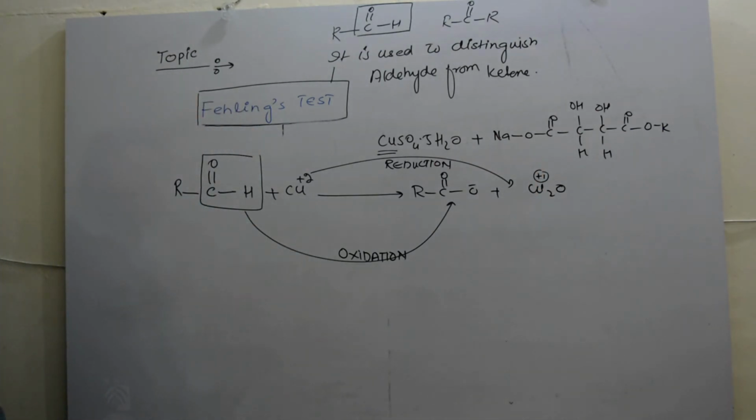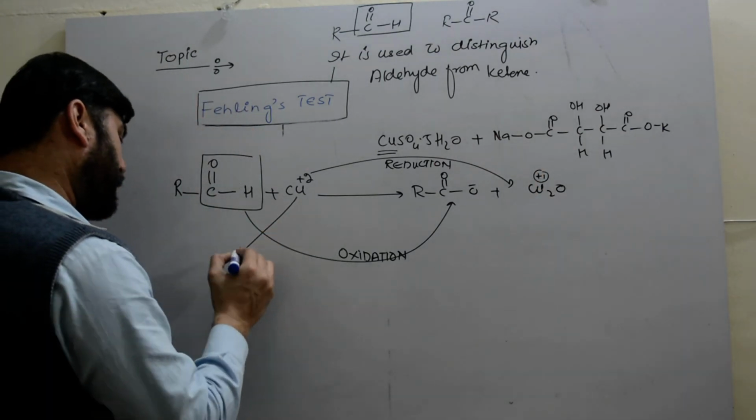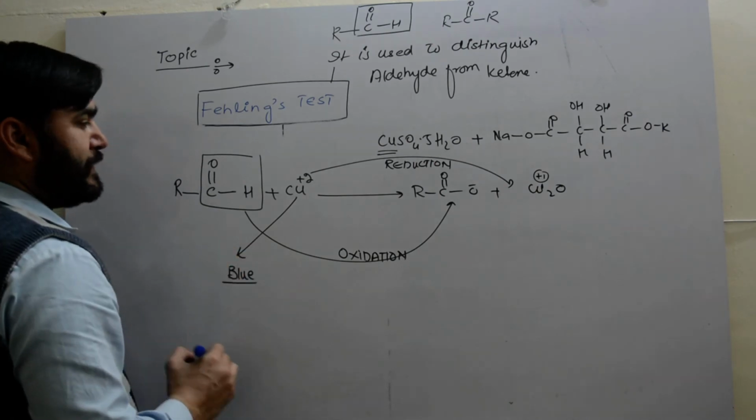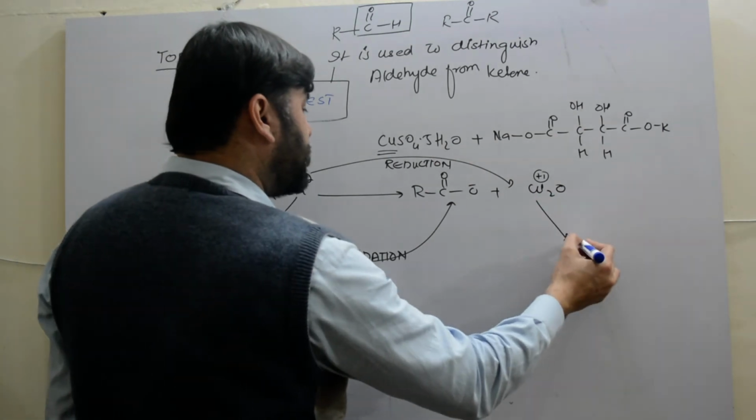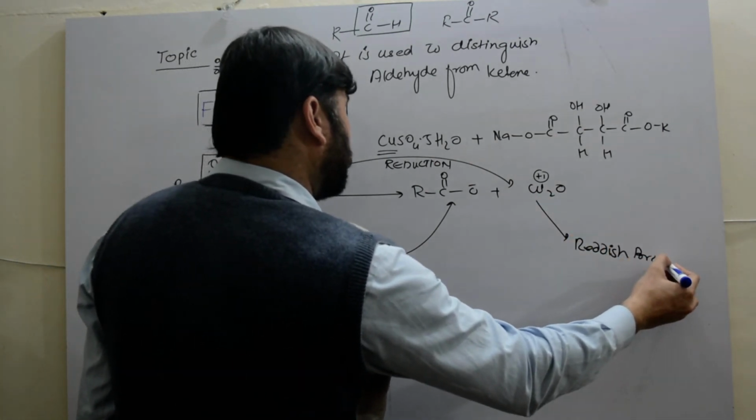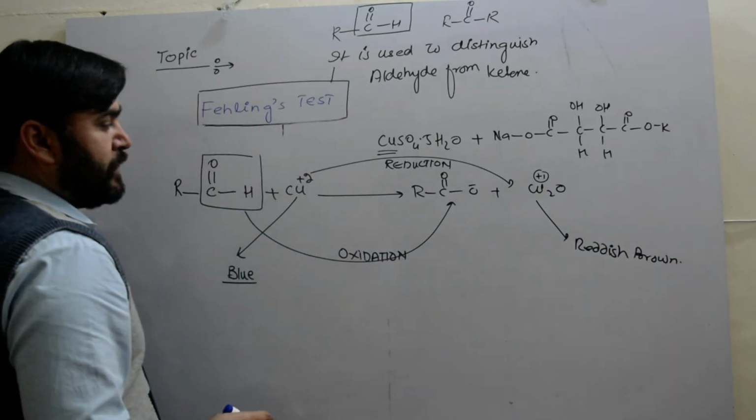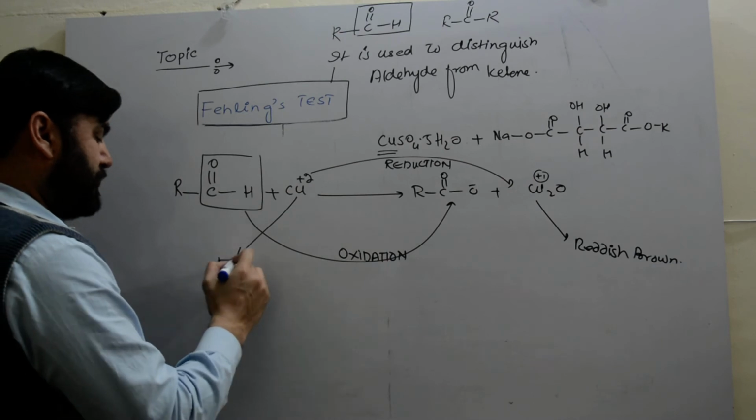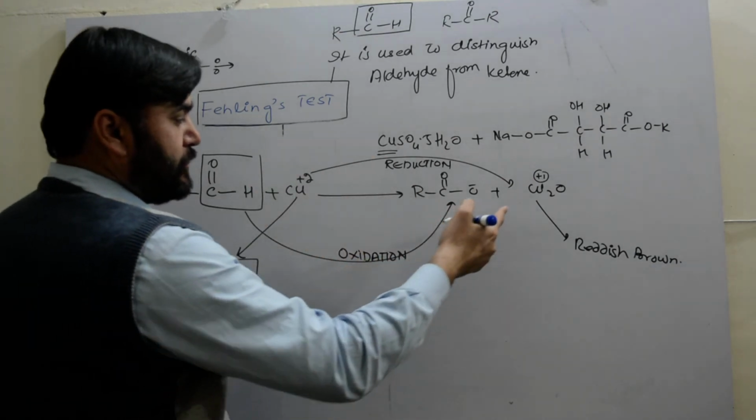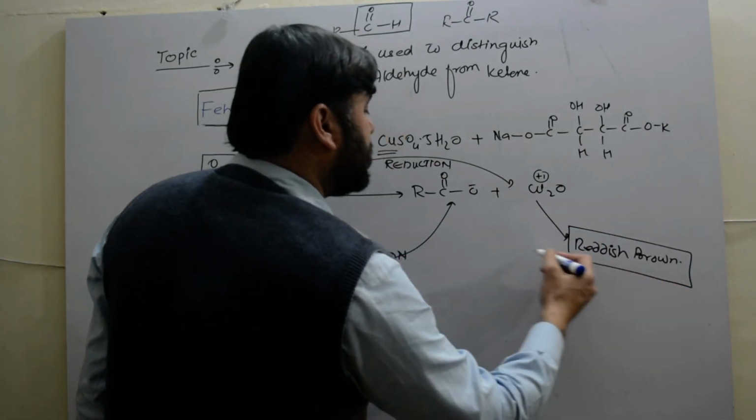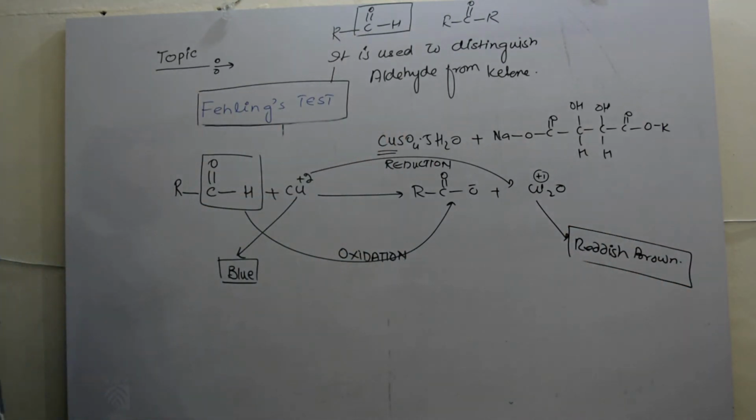So what will be the color? The color of copper plus 2 is blue, and it changes into reddish brown. It means that there is a reduction, because copper plus 2 is blue, and when it is in cuprous oxide with plus 1, it changes its color from blue to reddish brown.